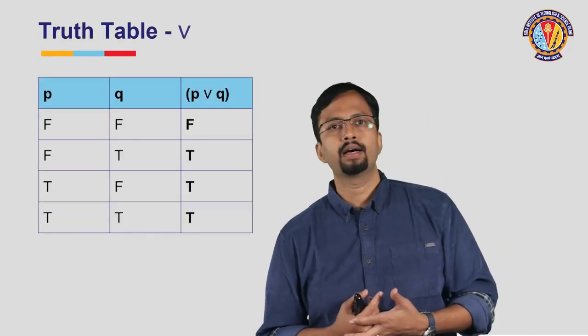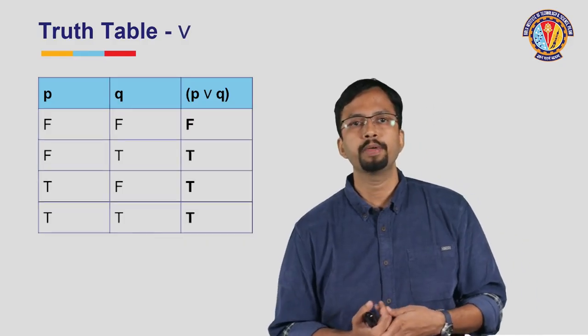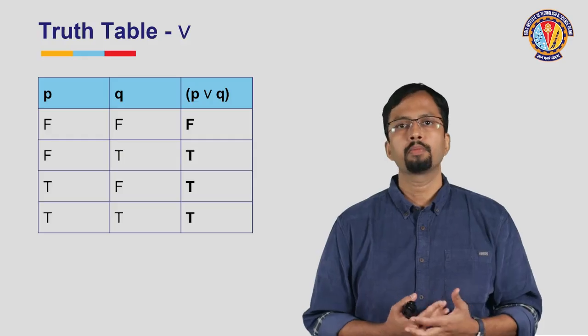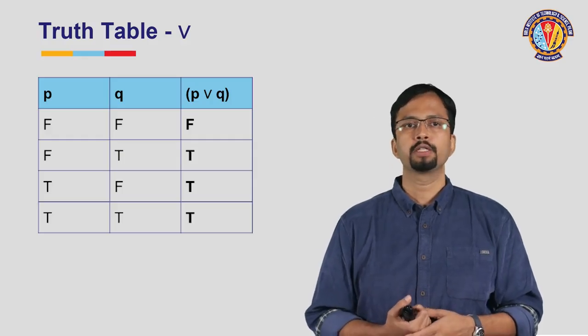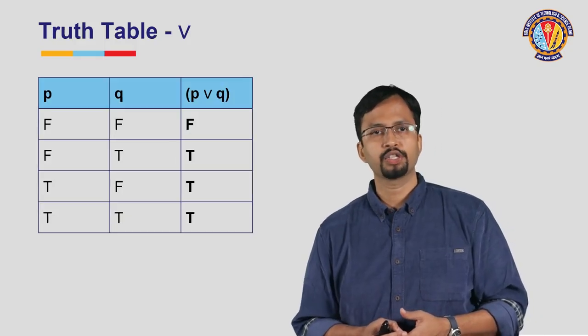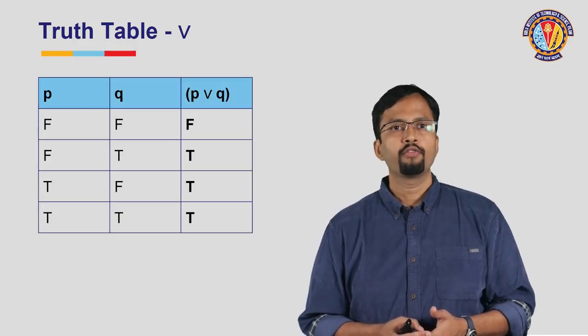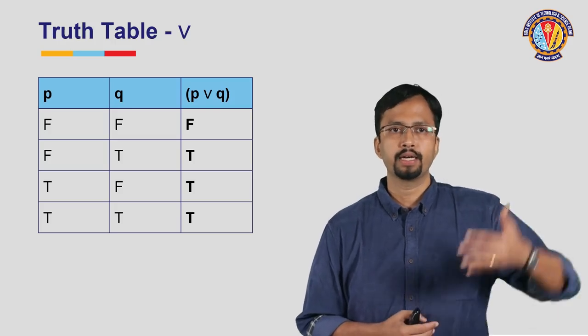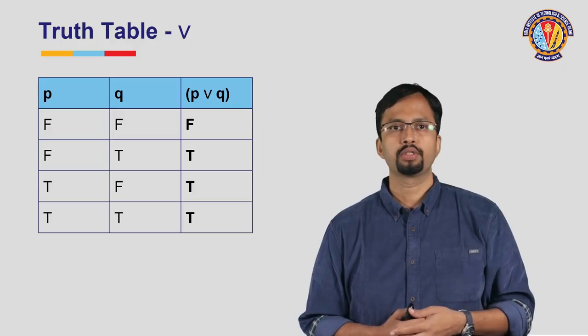So here again you have a compound proposition which is P or Q, and notice that it is a compound proposition made up of two propositional variables P, Q. Right. And therefore, as with the conjunction, you have four possible combinations of values that P and Q can take, which are indicated as 4 rows of the truth table.